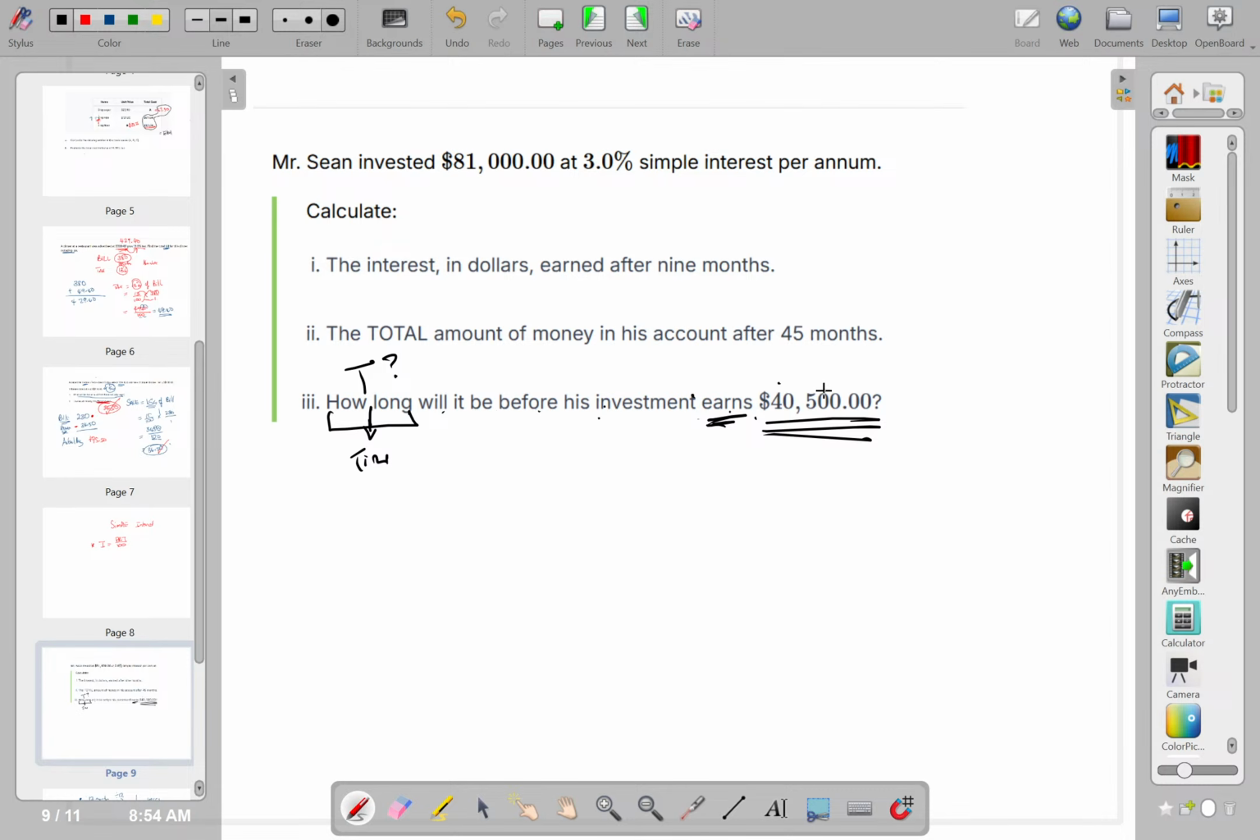40,500. So now let's write down a little bit of things here. Our principal doesn't change. Our rate doesn't change. But now what are they giving me right here? How much it earns. Earns is the interest part. So I'm going to write down the formula again. I equals PRT over 100. They're giving me the I right here. So then the I is 40,500.